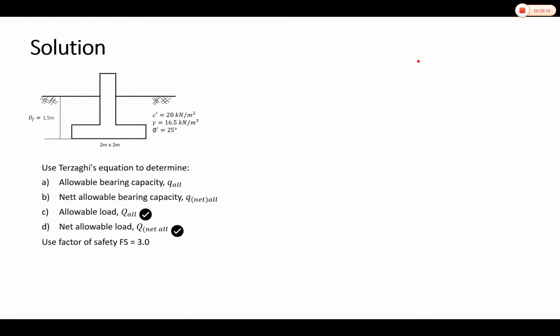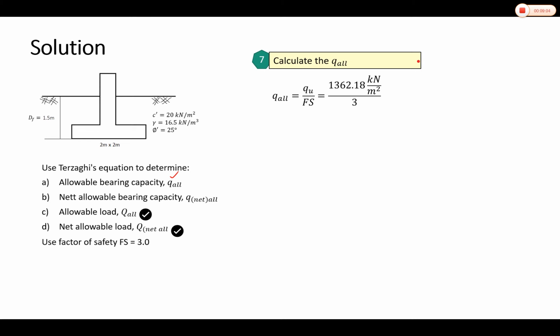Okay, so we're back to the question that we need to determine the allowable bearing capacity. Okay, so how to get the q allowable is exactly similar to the previous video. So we will use that qu over Fs, factor of safety. So we will get the q allowable bearing capacity is 454.06 kilonewton per meter square.